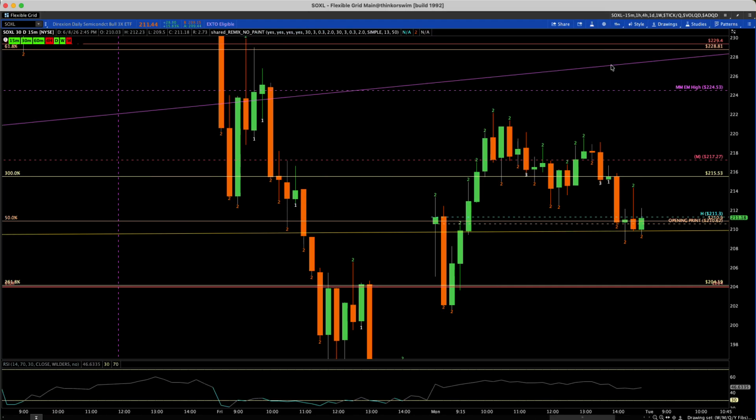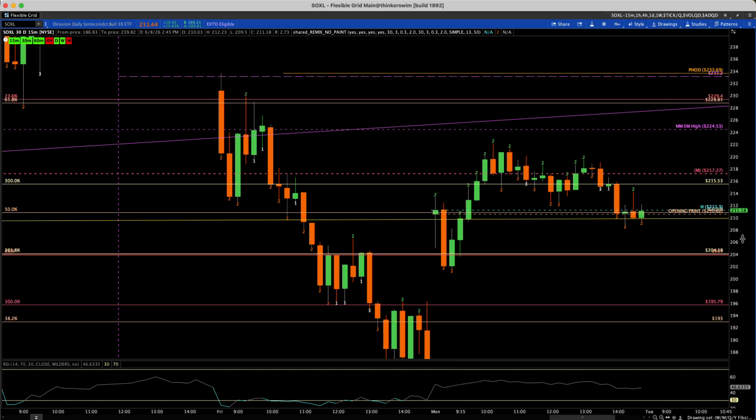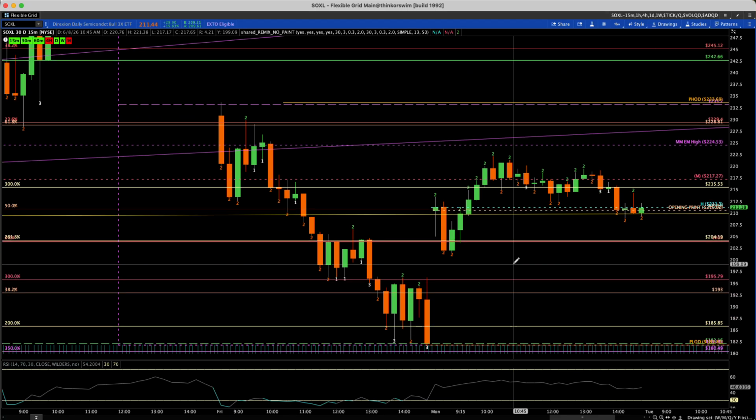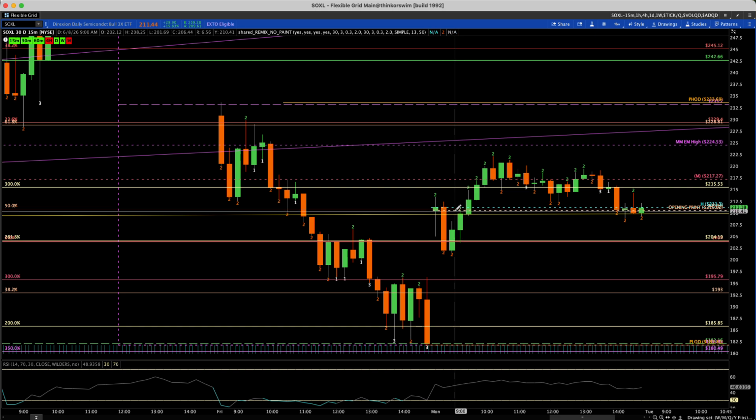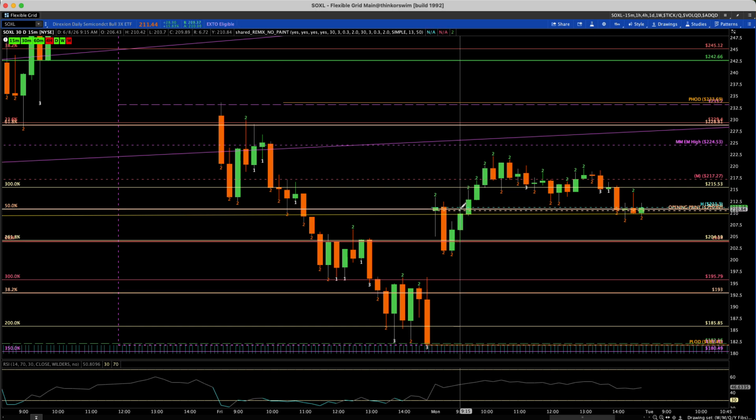So you could have taken that again with some added risk, but we did go higher high. So now we're just looking for a higher low at or above opening print. Obviously, we're right at opening print, so it would have been hard to get above opening print.